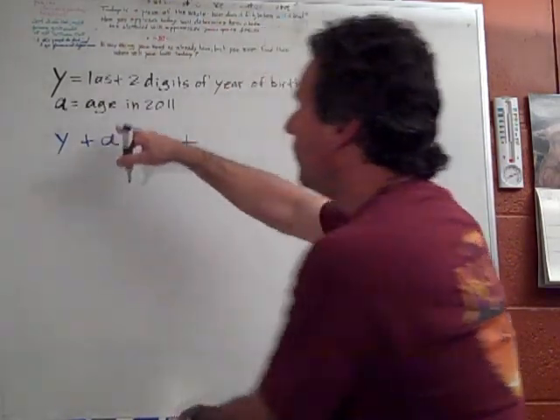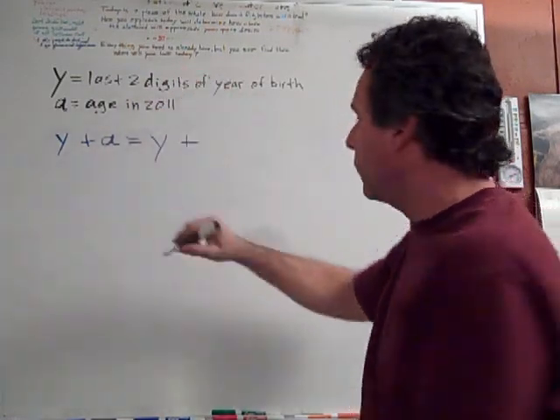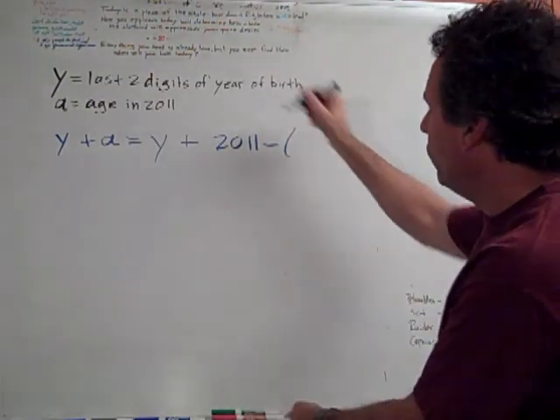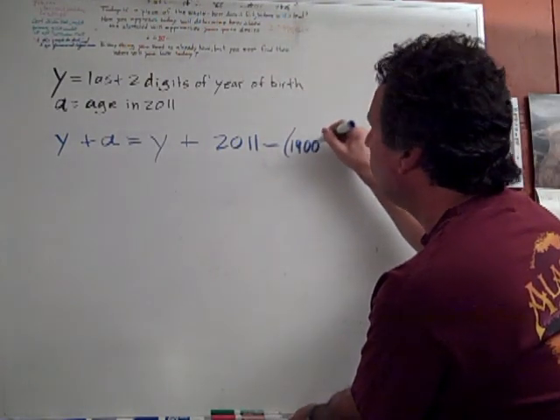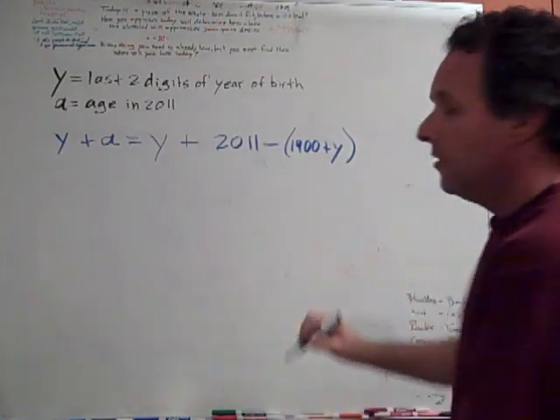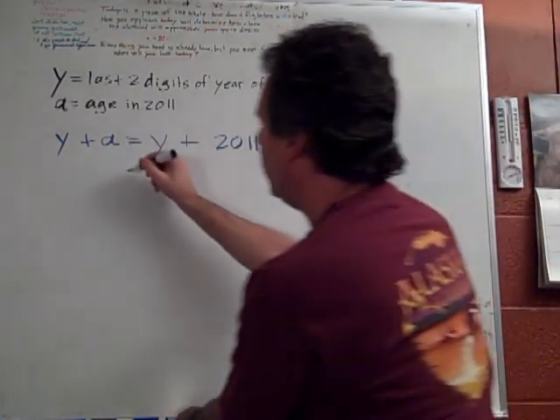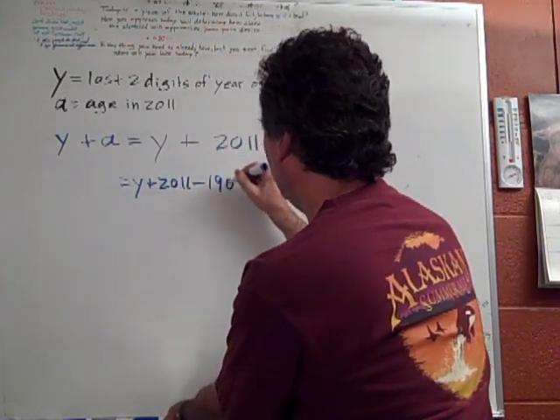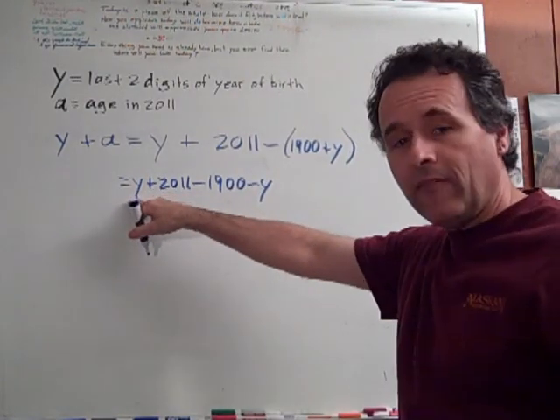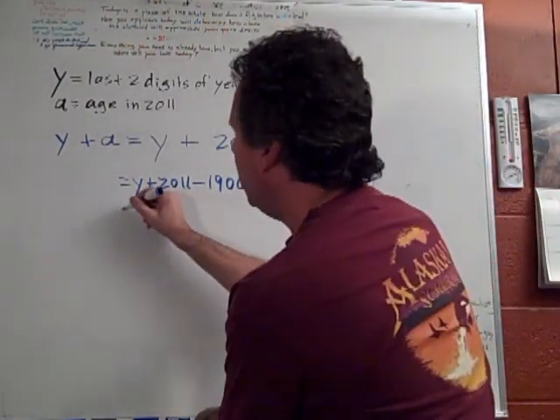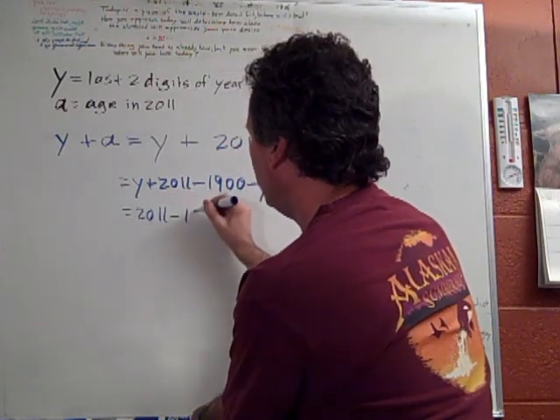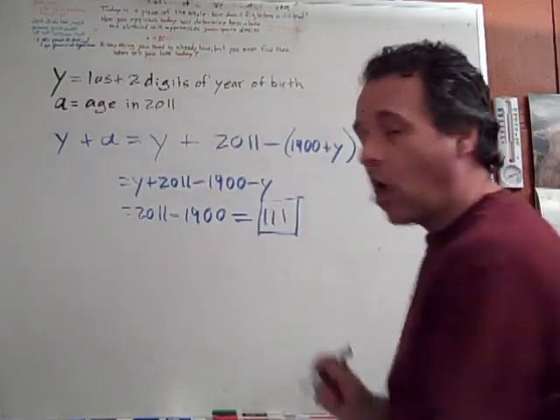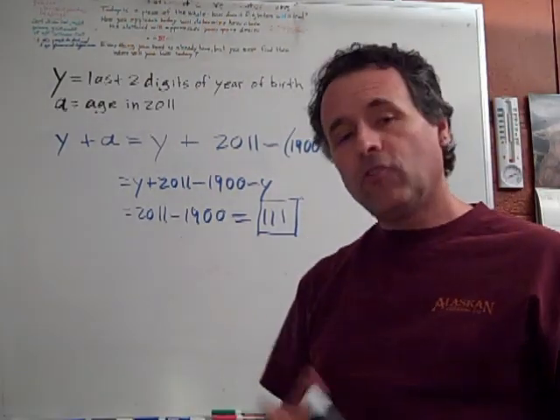Well, we can represent your age in terms of the year you were born, of course. That's just going to be this year minus the year you were born, which is 1900 plus those last two digits, y. We distribute the minus sign through here, and we get y plus 2011 minus 1900 minus y. And look, we have a y minus y, and get 2011 minus 1900, which gives the answer 111, regardless of your age. So look what happened.